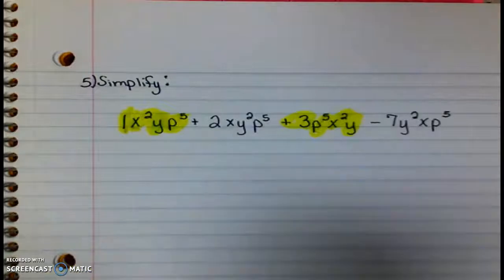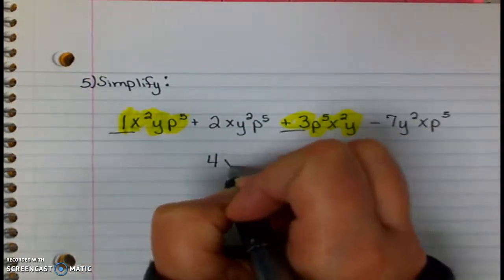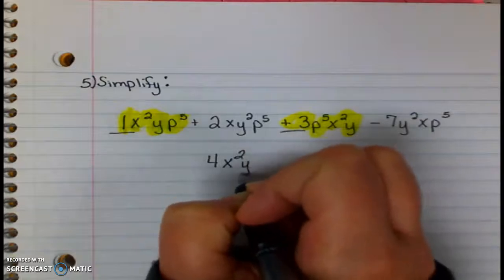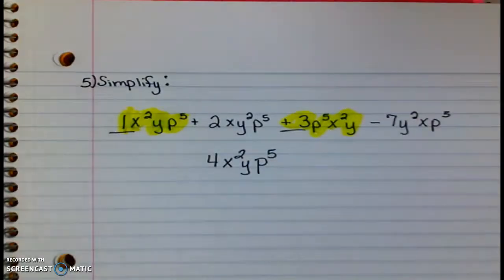So you have 1 plus 3. So if I add 1 plus 3, you end up with 4. Keep the variables the same: x squared, y, p to the 5th. That's how many of them I have.